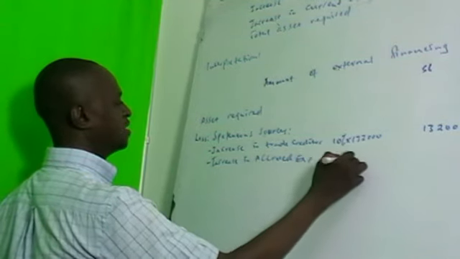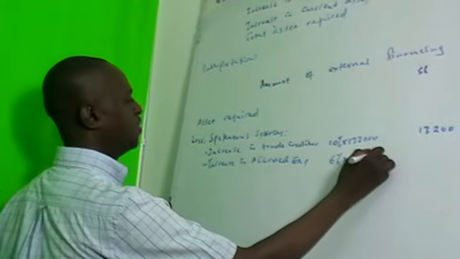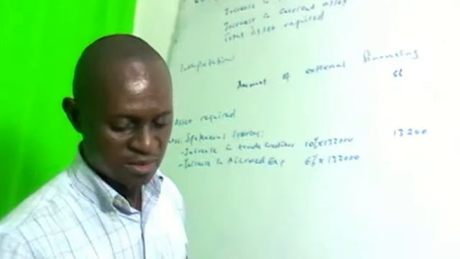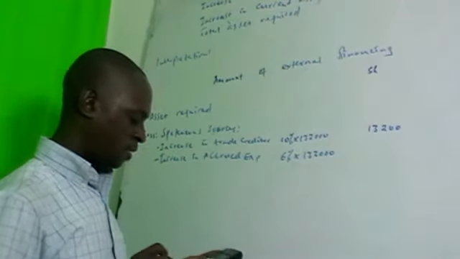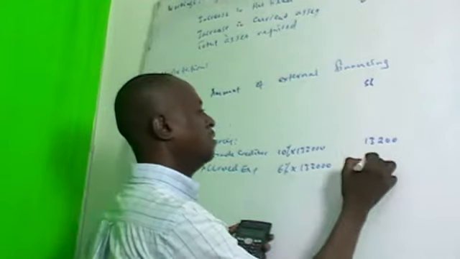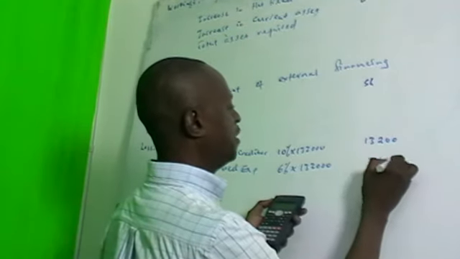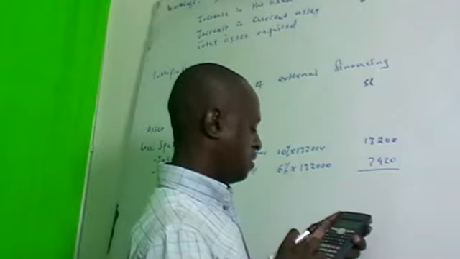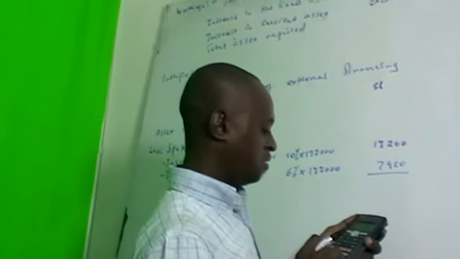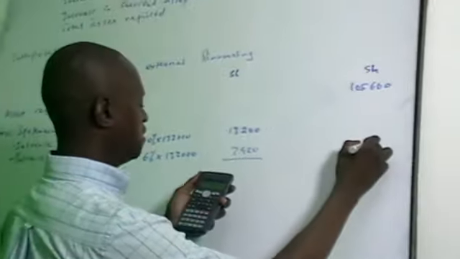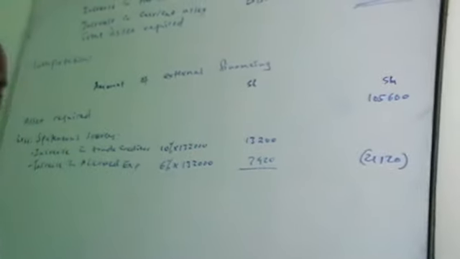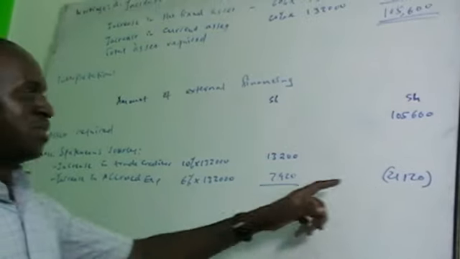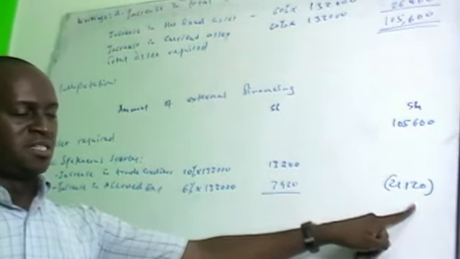Increase in accrued expenses. This is 6% times 132,000. So that is 7,920. Add 13,200. So we have it as 21,120. Now from spontaneous sources, we've obtained shillings 21,120. We are moving on very well.